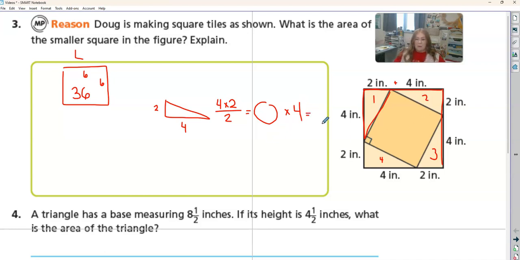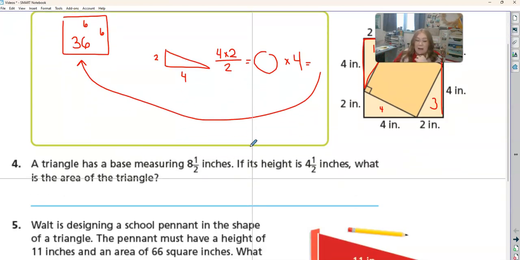And then we want to take that away from the total, to just be left with the little square inside. So find the big one, find the pieces we want to get rid of, and take that away. Let's go ahead and finish that work up.